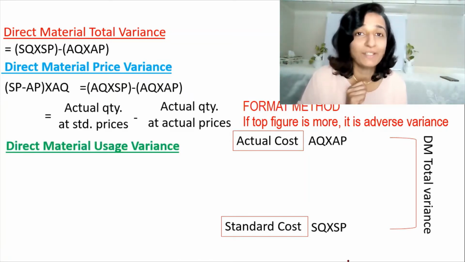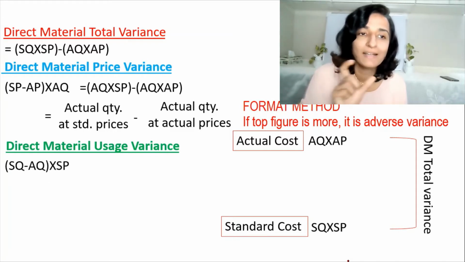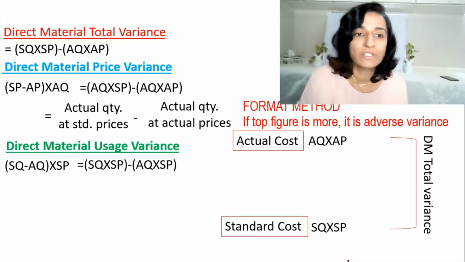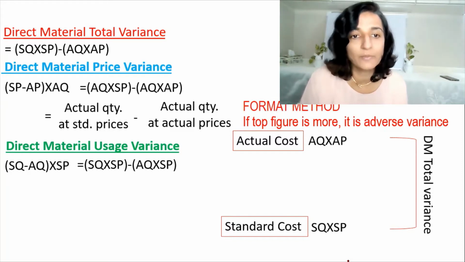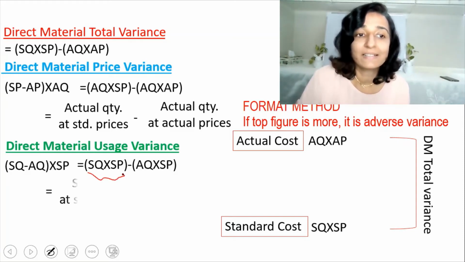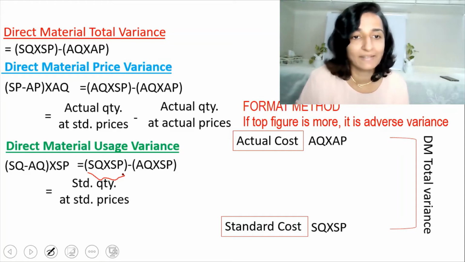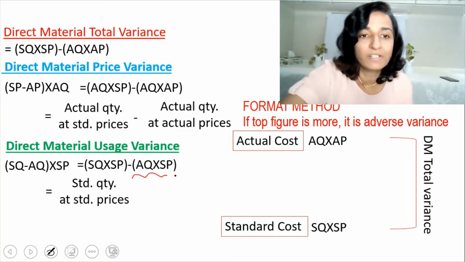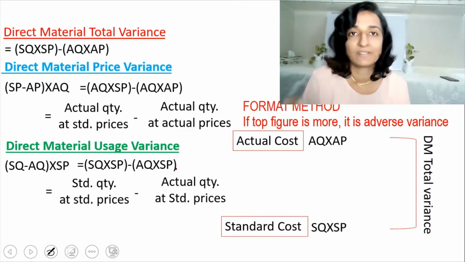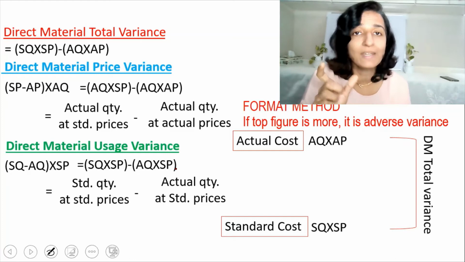And what about the direct material usage variance? It is given by the formula standard quantity minus the actual quantity multiplied by the standard price. So here also I'm opening the brackets. So it is standard quantity multiplied by standard price minus actual quantity in the standard price. So what is standard quantity in the standard price? It is the standard quantity valued at standard prices. And what is actual quantity in the standard price? It is actual quantity valued at standard prices. Here we are trying to find out the difference between the standard quantity and the actual quantity.